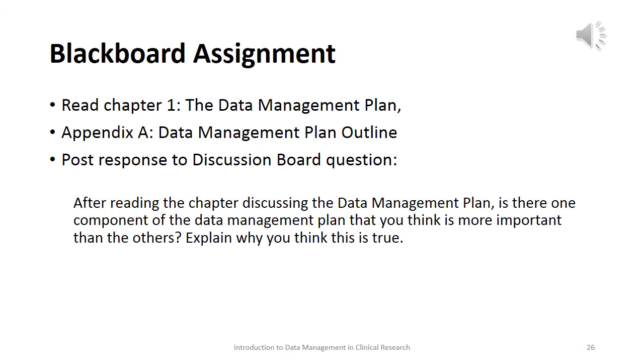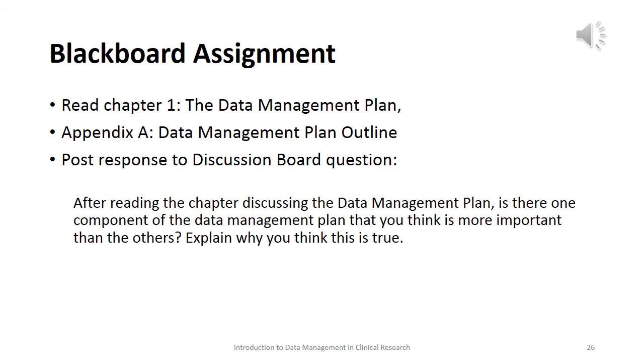So we have a Blackboard assignment that you'll see out there under the discussion board. What I want you to do is read Chapter 1 in your textbook, which discusses the data management plan. It'll be kind of a review of some of the things you've had here in the lecture, but do read that. I also want you to review Appendix A, which is the data management plan outline. You'll find that in your textbook as well.